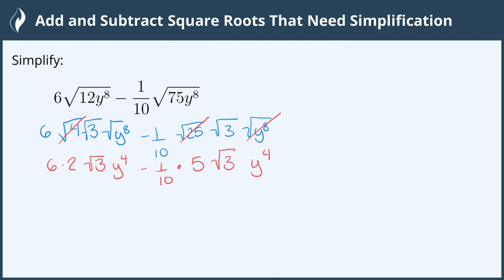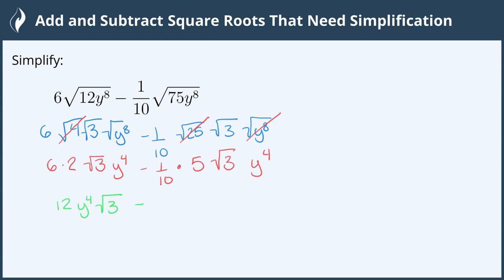Let's start on the left-hand side. So we have 2 times 6, which is 12. And let's go ahead and bring y to the 4th up front since it's not under the radical. And then we'll keep the square root of 3.